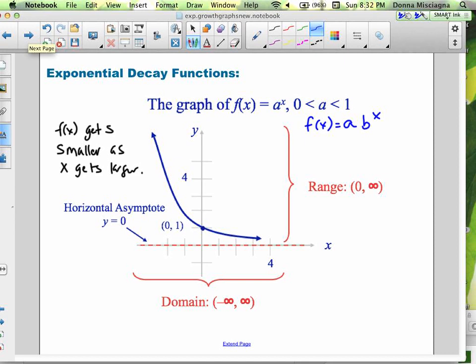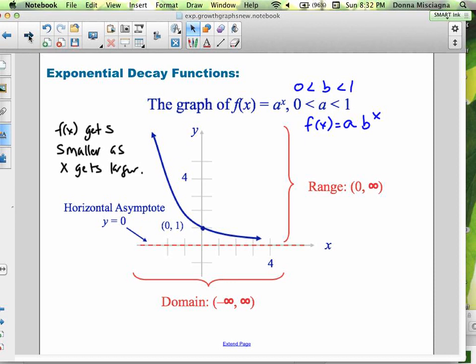So in this case, it's b that's going to be between 0 and 1. A can be anything. What we have shown here is a being a number that is greater than 1, but a could also be less than 1, and we're going to see what that looks like in a moment. Right? So you have this in your notes already.